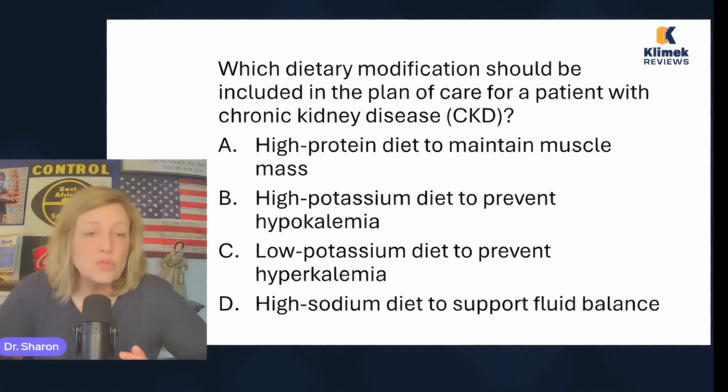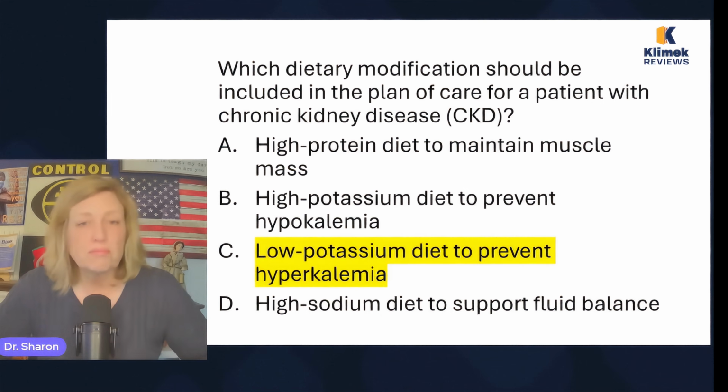So high protein is wrong because you just keep losing more protein in the urine, and it actually can increase damage to the glomerulus with chronic kidney disease. So we don't want high protein. High potassium, they're prone to elevated electrolytes. They're prone to high calcium, high phosphorus, high potassium because they're not excreting those things in their urine. So we don't want high potassium or high sodium. Both of those things are going to be prone to those. So low potassium is the correct one.